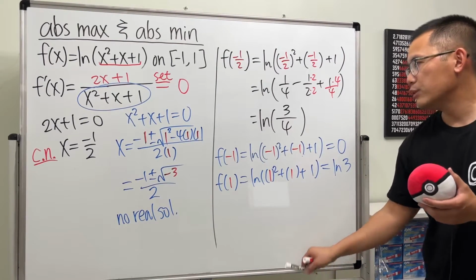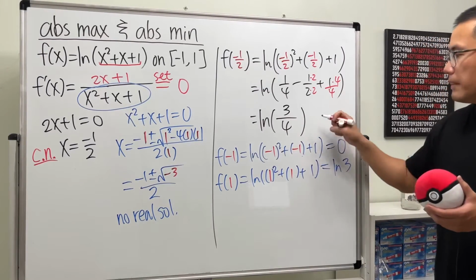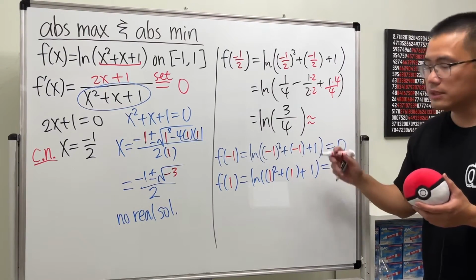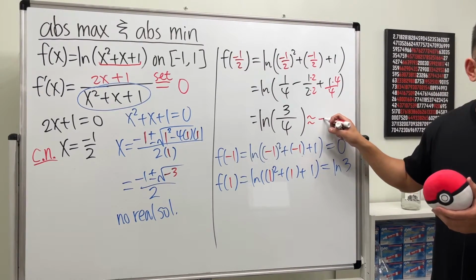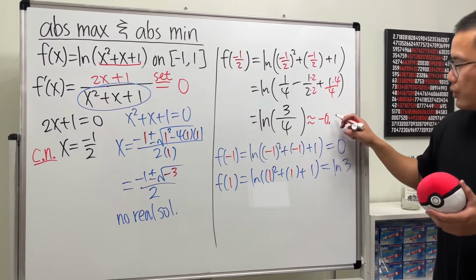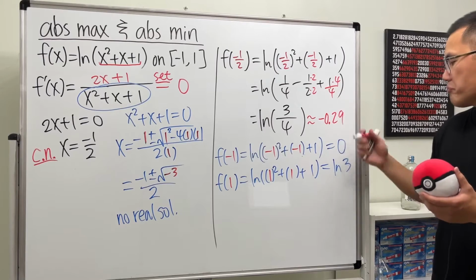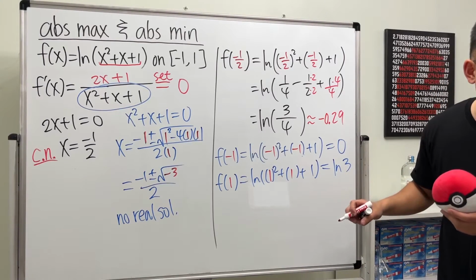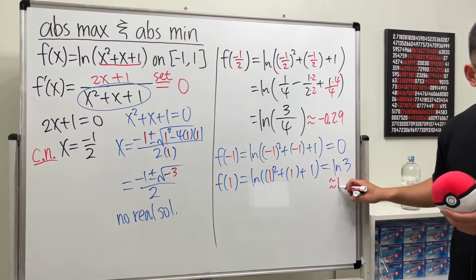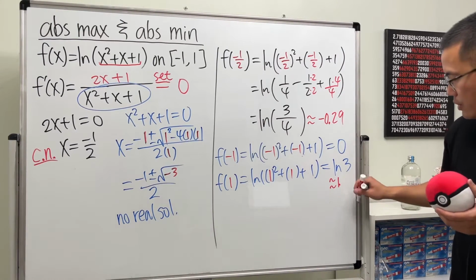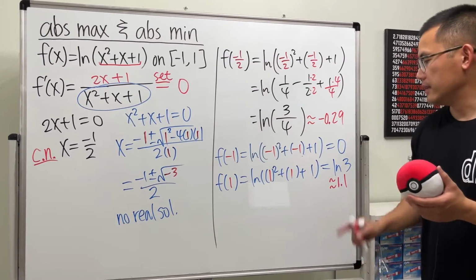Alright, so if you take a look at all this, this is actually the smallest because it is negative. And the reason that you can see this is negative is because the input is less than 1. So that's why. But I will still tell you guys the approximation for this. This right here is approximately negative 0.287, so 0.29. And this right here is approximately positive 1.1. All right, and then 0.